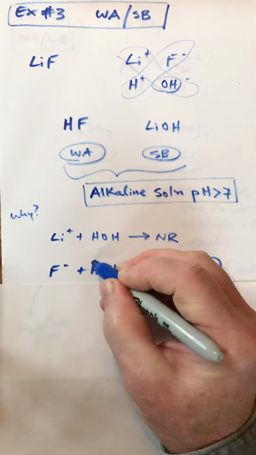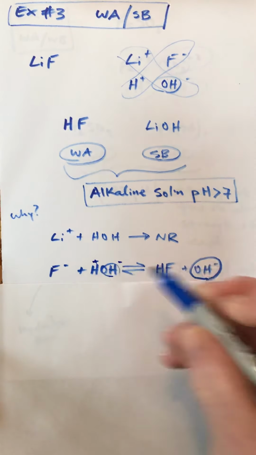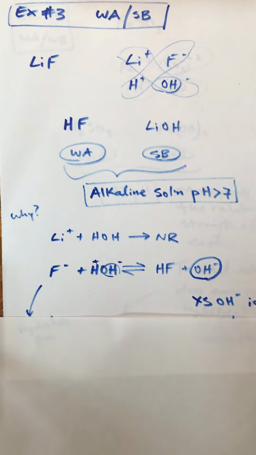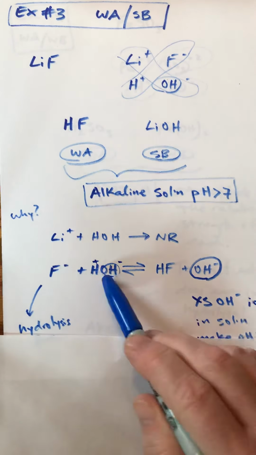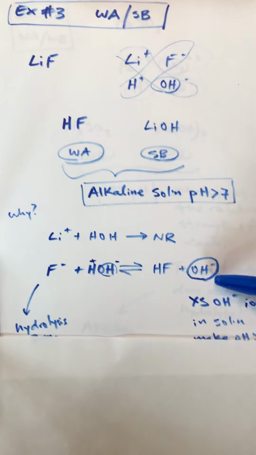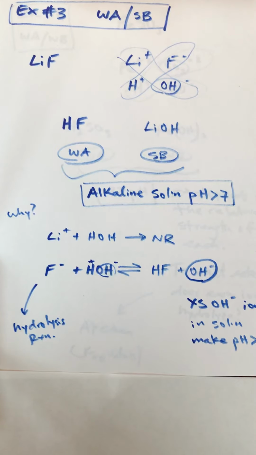I'm interested in the H positive, not so much the OH minus. So it takes the H positive and leaves the OH minus behind in solution, which drives your pH up. This hydrolysis reaction is going to have an equilibrium, but it's going to create some hydroxide ions, which will make the pH greater than 7.